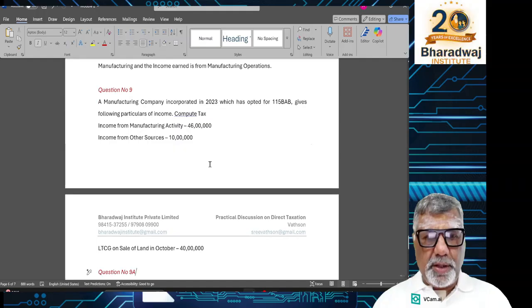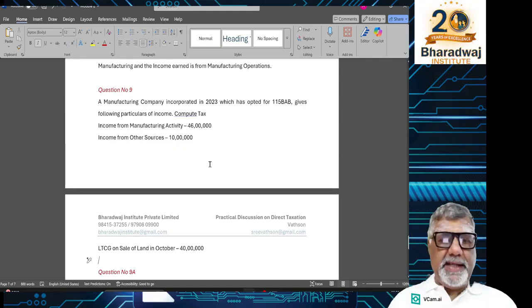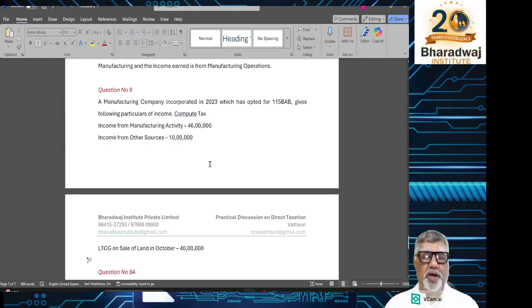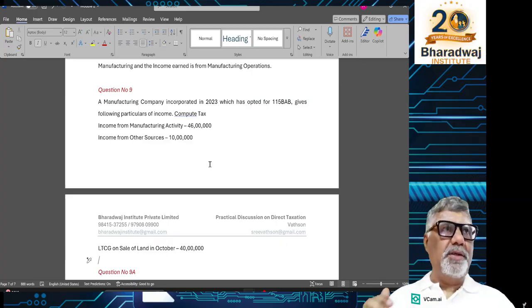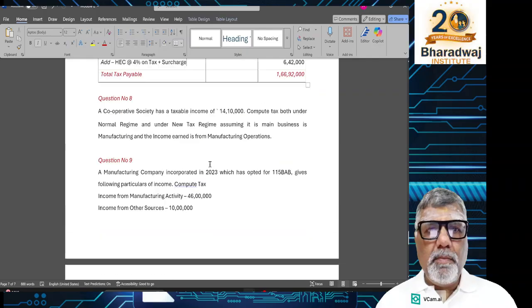There is also some, the question continues, sorry. LTCG on sale of land in October, 40 lakhs. For them, no issue, no option. They have to.